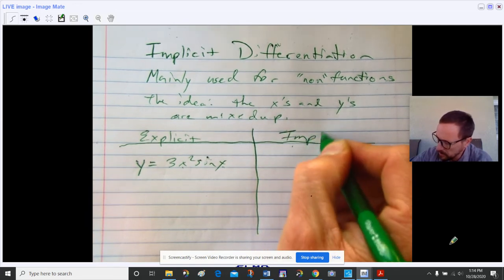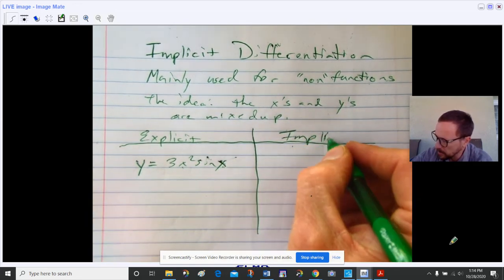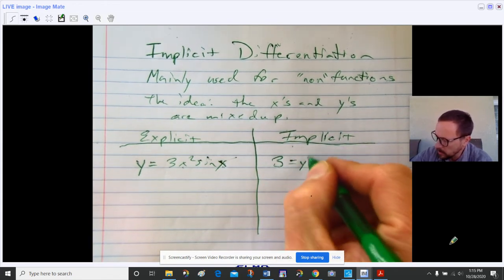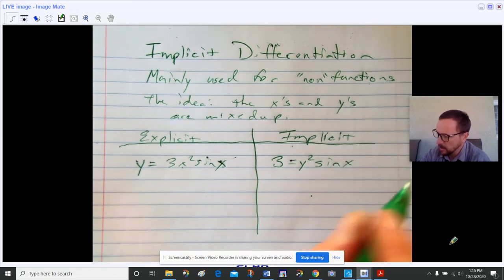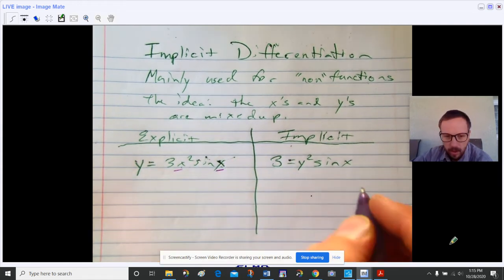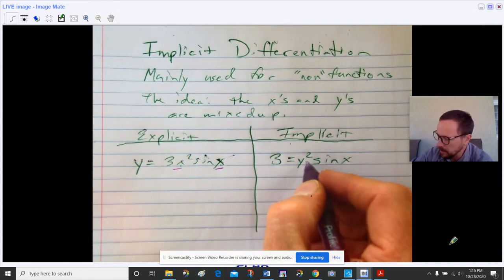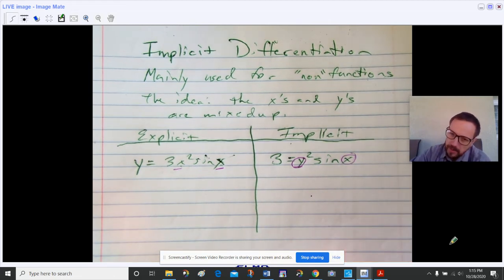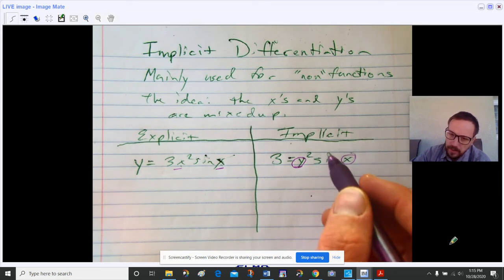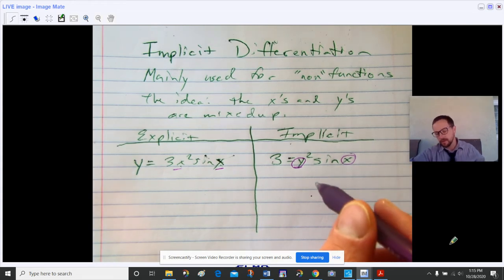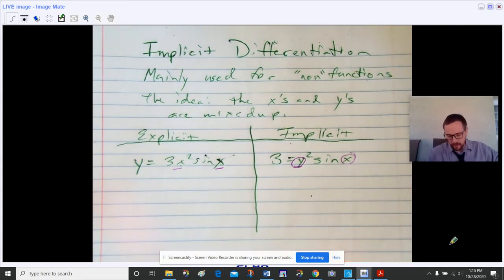Implicit, the way this would go would be like 3 equals y squared sine of x. So you can see the differences right here. The x's are the only thing over here, but over here we have the y's and the x's all mixed up. So with this, there are ways you can go around. Sometimes, like on this one, it wouldn't be too bad to actually solve this function for y, and go from there and do it explicitly.